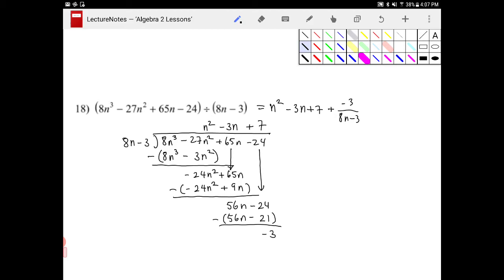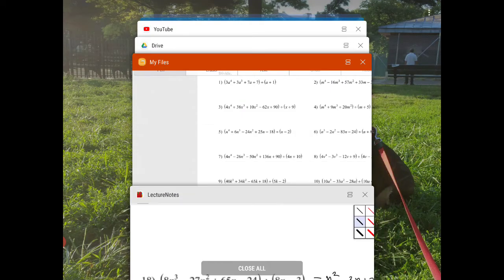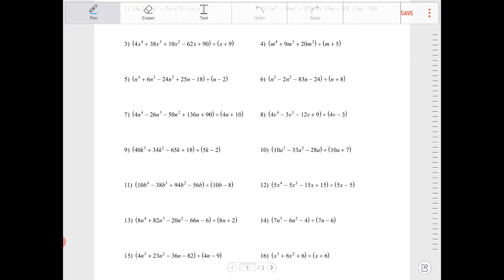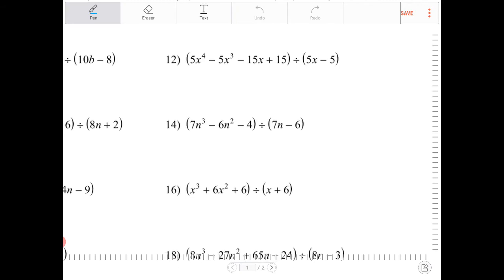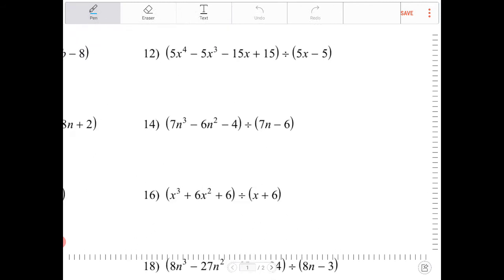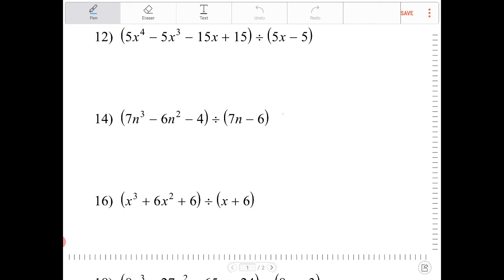I think I'll do one more example with you guys, just because I want to demonstrate again that sometimes there is a need to put in a placeholder. So I think I will do question number 14 with you guys. So this is the same thing as 7n cubed minus 6n squared minus 4, right? But I'm going to put in a placeholder. I want to write in plus 0n minus 4.